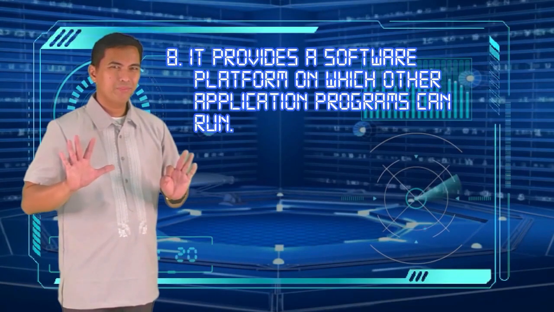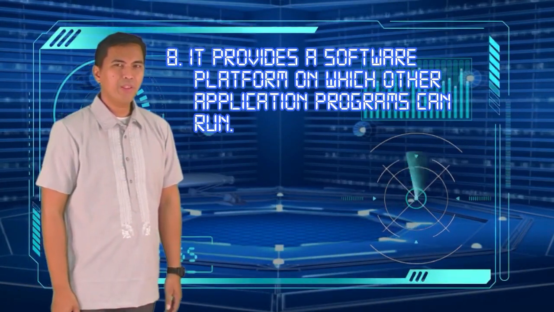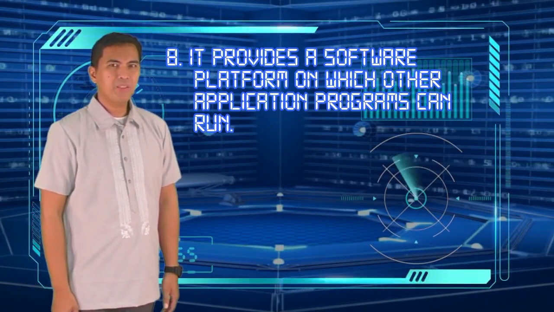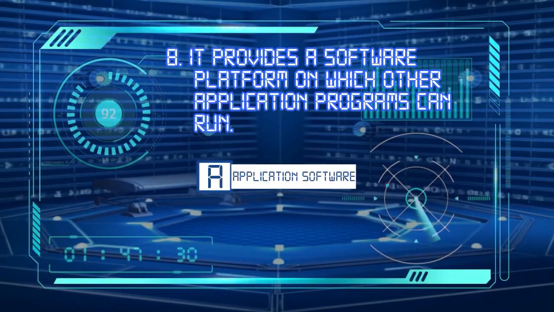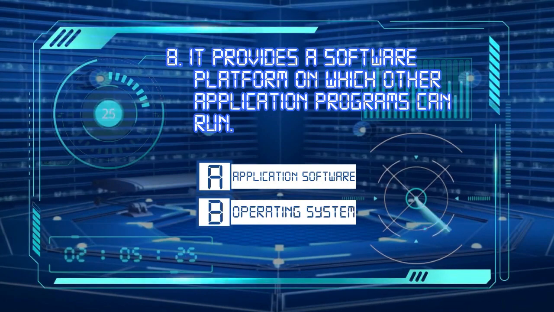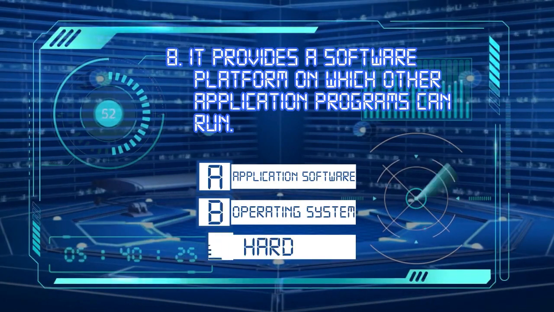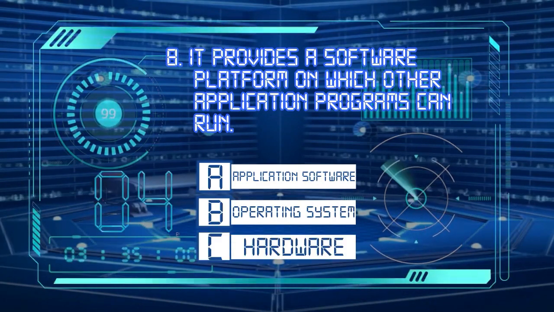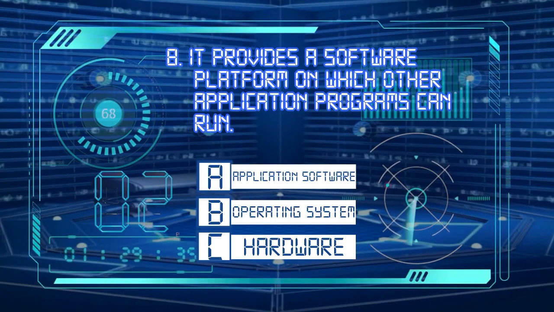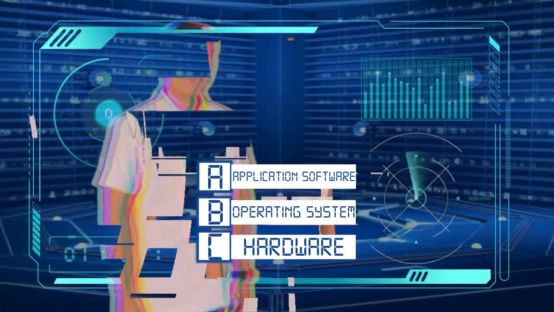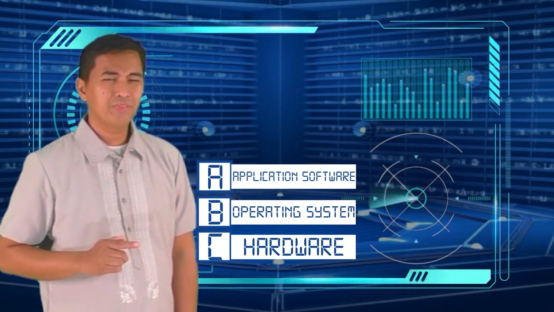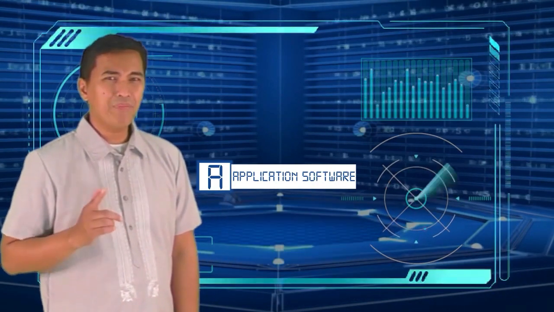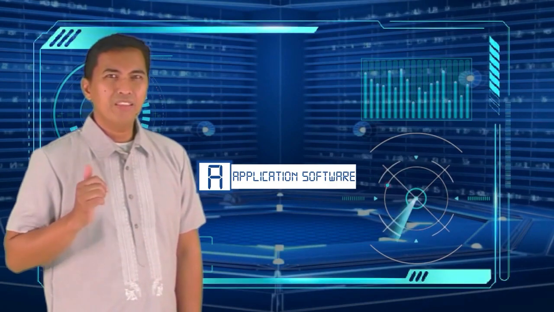Number 8. Provides a software platform on which other application programs can run. A. Application software. B. Operating system. C. Hardware. 5, 4, 3, 2, 1. Did you get it? So what is the answer? If you answered A, application software, then you got it right again. Well done.